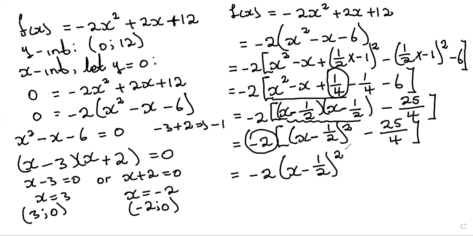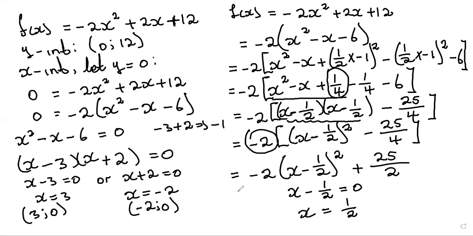Then you say -2 multiplied by -25/4. It's just going to be +25/2. So you are looking for the coordinates of the turning point. In order for you to find the x coordinate of the turning point, we said you take what is inside and then you equate it to 0. So this means that the x coordinate of the turning point will be a half. Are you fine? Now this x equals half.